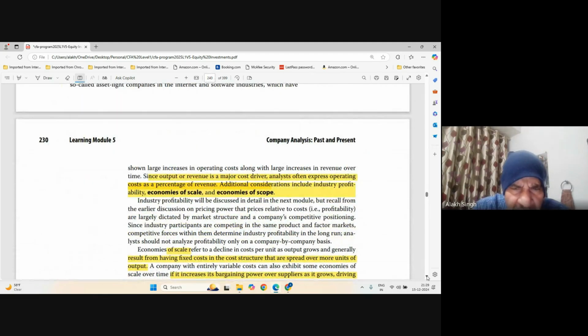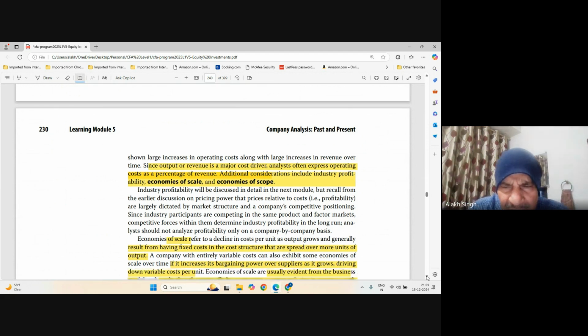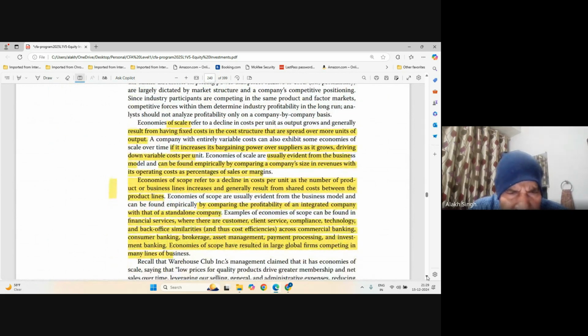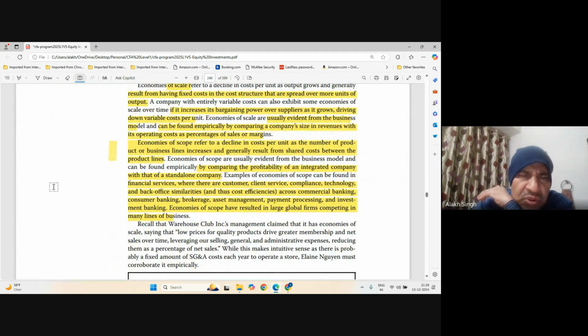Okay, economies of scope. Do you remember that? Because economies of scale we discussed right now. Economies of scope means, okay, let's revise it once again. Even if you remember, probably the book will tell you a bit different definition of scope. Yeah. So economies of scope, here it is. Economies of scope refers to a decline in cost per unit as the number of products or business lines increases.